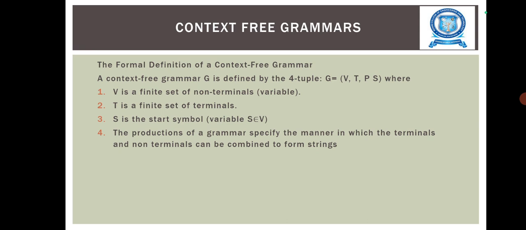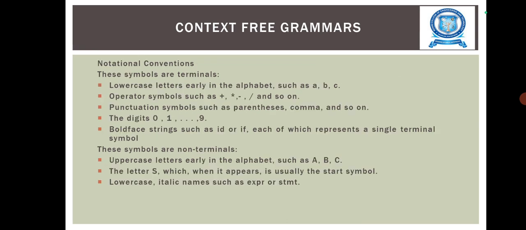The productions of a grammar specify the manner in which the terminals and non-terminals can be combined to form strings. Notational conventions. First, the notations for terminals: lowercase letters early in the alphabet such as a, b, c; operator symbols such as plus, asterisk; punctuation symbols such as parenthesis, comma, and so on; the digits 0, 1, up to 9; and bold strings such as id or if, each of which represents a single terminal symbol.